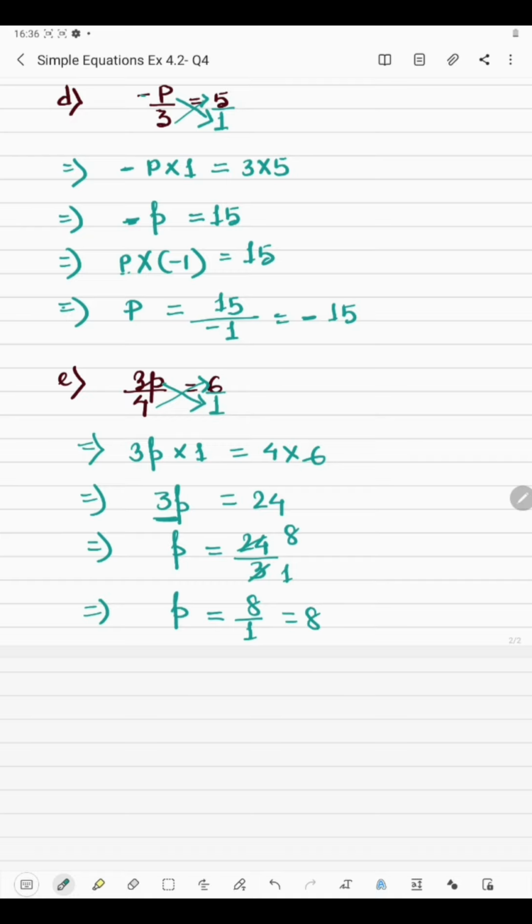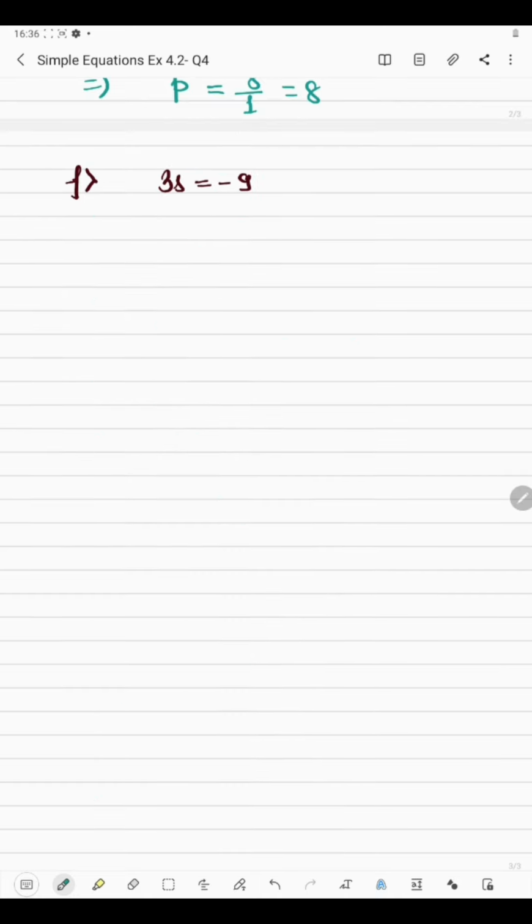Okay. Now coming to the next part, we have 3 multiplied by s is equal to minus 9. So to find the value of the variable, which is s here, it will be equal to minus 9 divided by 3, because if it is given in multiplication form, then after changing the side it will be division. So s is equal to minus 9 divided by 3. So 3 1s are 3, 3 3s are 9. So we have minus 3 by 1. So the value of s is minus 3.